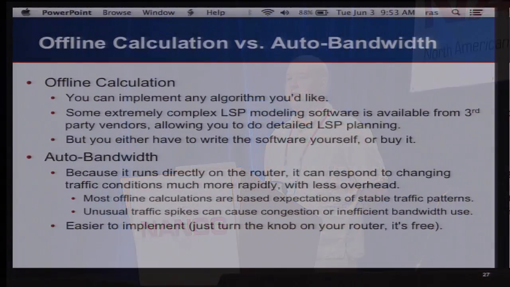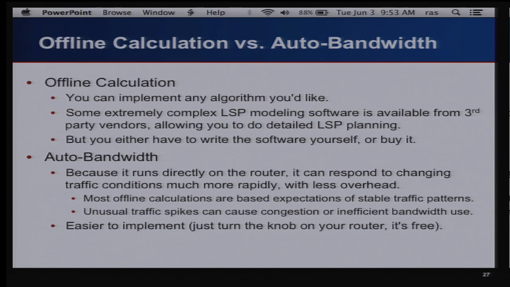Auto bandwidth is built into most large routers that matter. It runs directly on the router itself, so again, it can respond to changing traffic conditions much faster. It has less overhead, so you're not managing the complexity of updating your config files every 5 minutes or something like that. Again, most offline calculations are based on the prediction of stable traffic patterns, so auto bandwidth really helps when you have unstable conditions. It lets you be far more efficient. And of course, it's easier to implement because you just turn on the knob on your router, it's free, but you have less control. You're dependent on your vendor to get the calculation right, to do the updates right, and there are a lot of caveats that come with that.